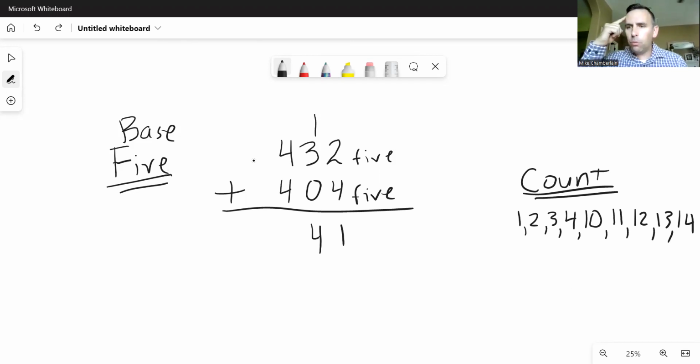4 plus 4 more, counting with our fingers, it would look like this: 4, 10, 11, 12, 13. And so those two add up to 13. I'll write that down. My final answer is 1341, base 5.